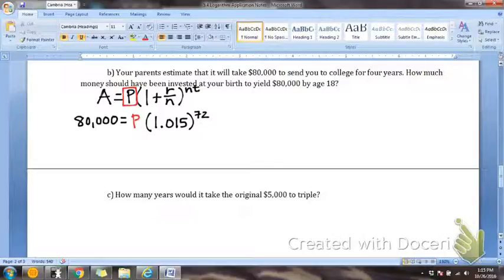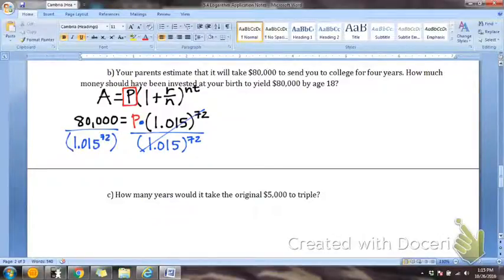Okay, so what I hear you saying is that between here, this is a multiplication problem, right? So I'm going to divide this side by 1.015. It is what you're doing, and we're just saving some steps. Because if you do 1.015 to the 72nd power first, you're going to have a really long decimal that you're going to have to divide by. So instead of doing that, we cancel out. And on the other side, I have 80,000 divided by 1.015 raised to the 72nd power.